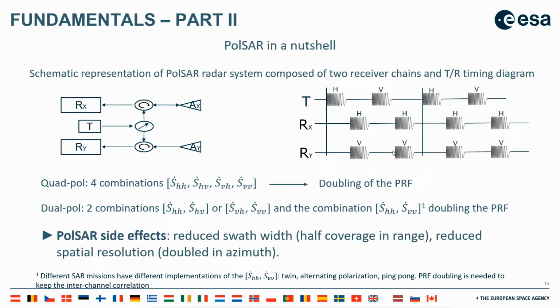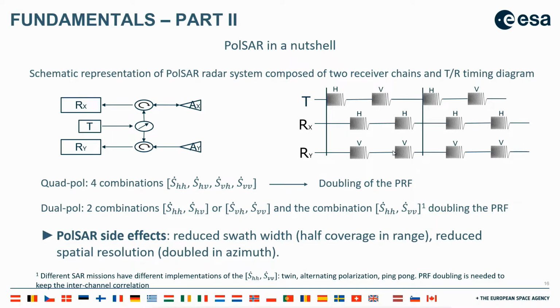So some notation. Normally this mode is called either fully polarimetric or quad polarimetric radar, which means that you get all 4 combinations. So when you get the SAR image, you will actually have not 1 image, but 4. And this is because you are doubling the PRF, as I showed you before. PRF stands for pulse repetition frequency, because you have to switch between H and V in transmit.